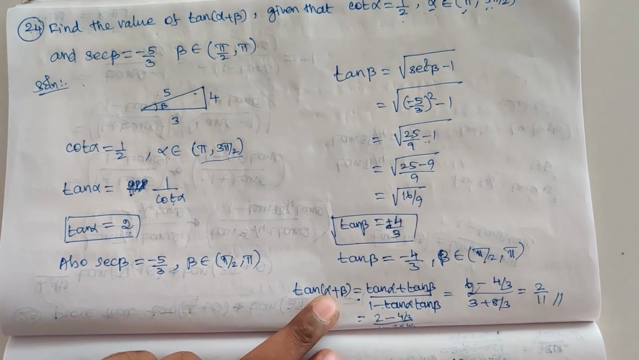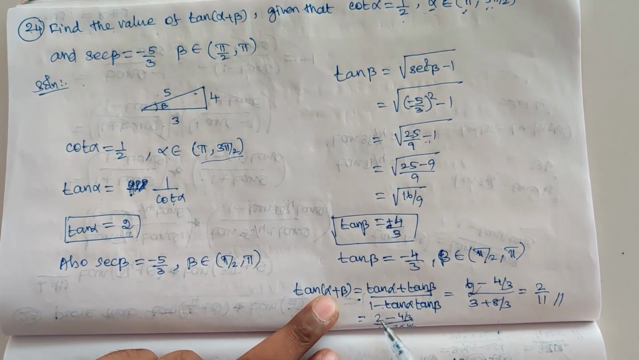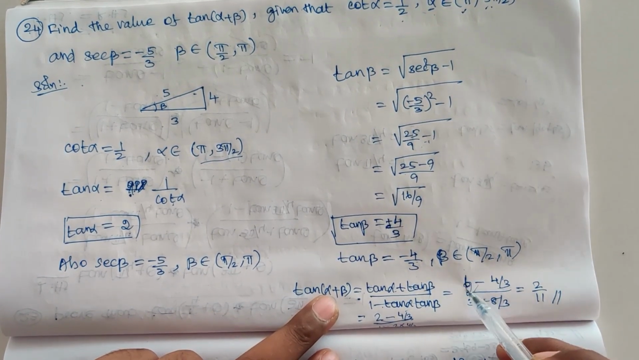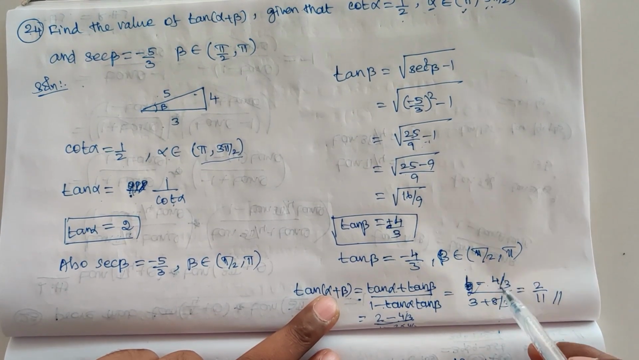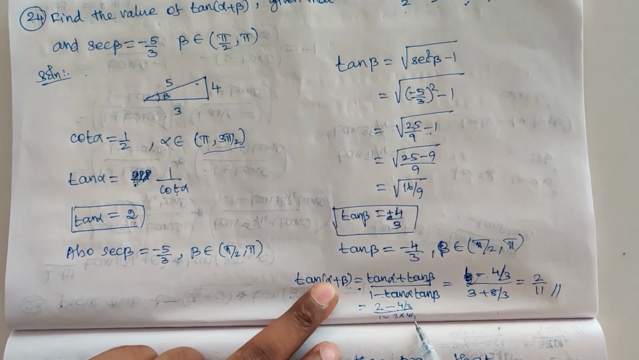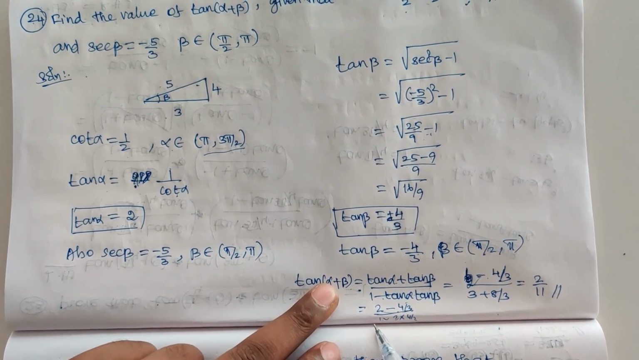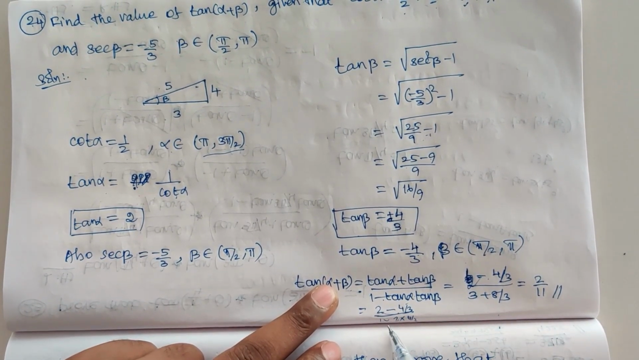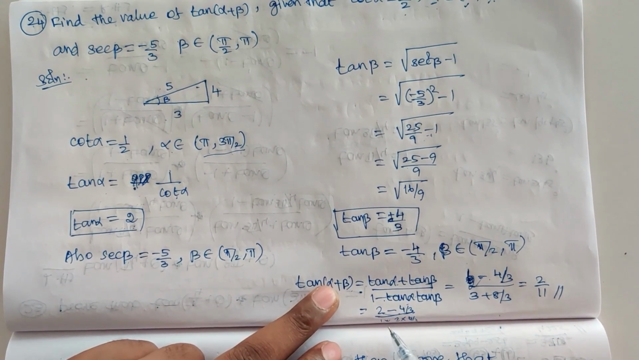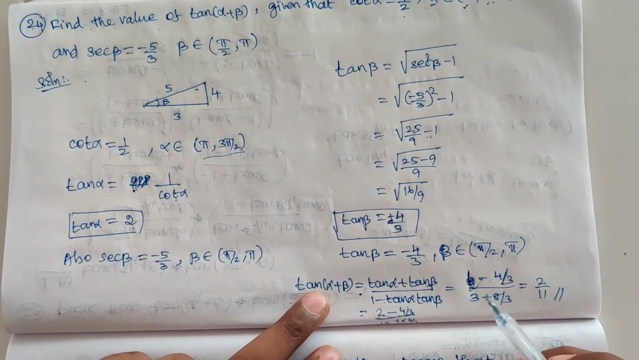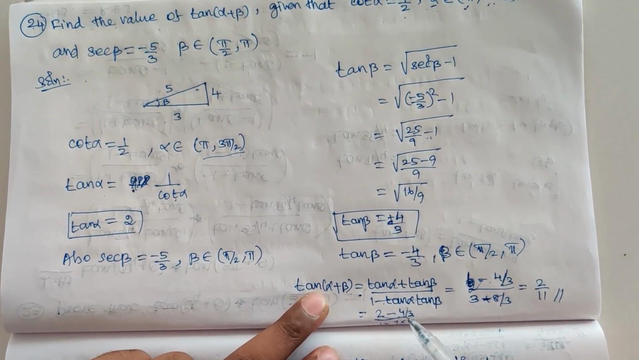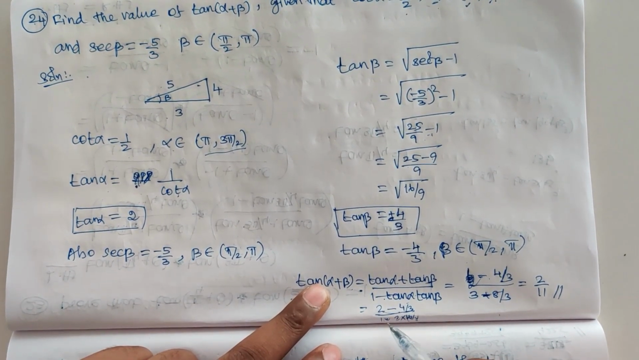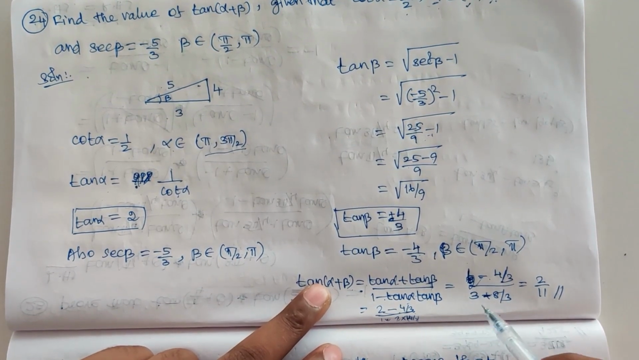So now 3 2s are 6, 6 minus 4, the whole divided by 3. Whole divided by, here when taking the LCM, 3 1s are 3 minus 2 4s are 8. So here it will be plus in the formula. Sorry, tan beta value is minus 4 by 3, so here minus 4 by 3 will be there. So the minus in the formula and the minus 4 by 3 here, minus minus is what? Plus.